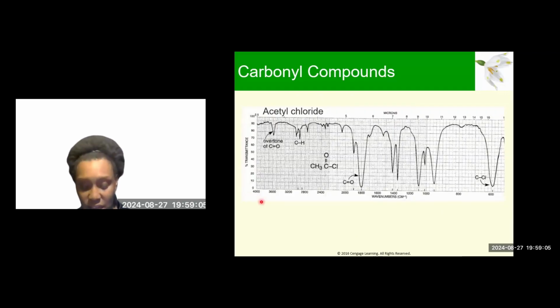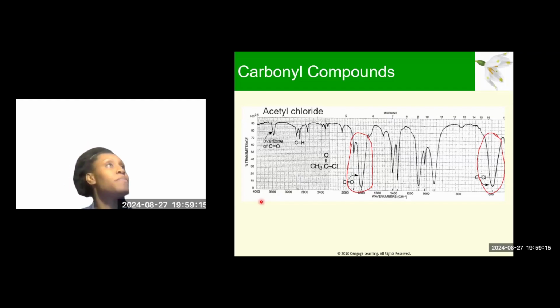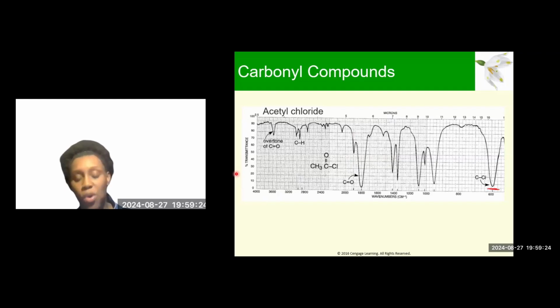And then here goes an IR for that. So you would have your carbonyl group, but then you would also have a carbon-chlorine bond over there. We didn't talk too much about it, but alkyl halides do show up in that 600 to 800 range.